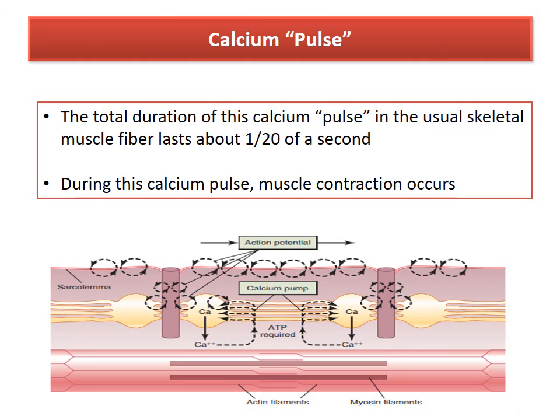The total duration of the presence of this calcium, that is the calcium pulse, in the skeletal muscle fiber lasts only about 1/20th of a second. During this calcium pulse, muscle contraction occurs. Afterwards, calcium is pumped back into the longitudinal sarcoplasmic reticulum by the calcium pump that is ATP dependent.